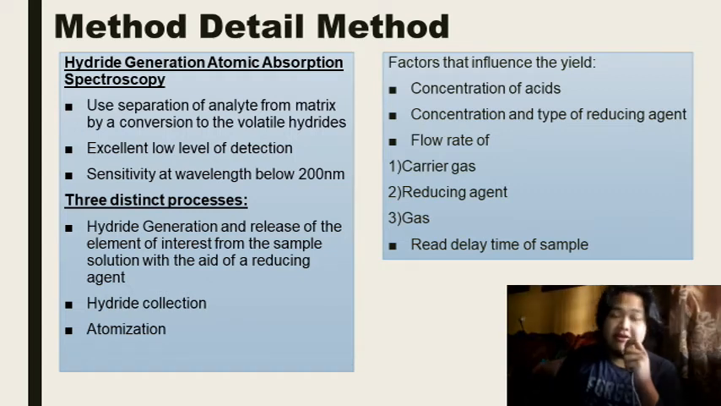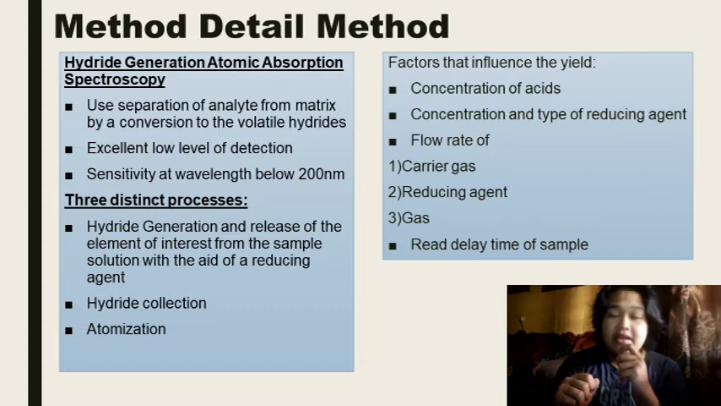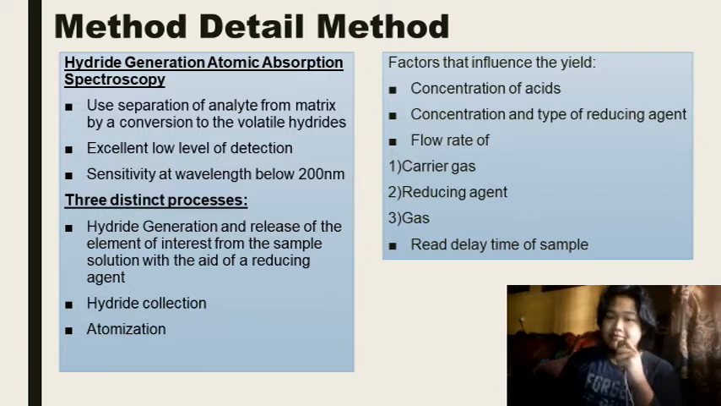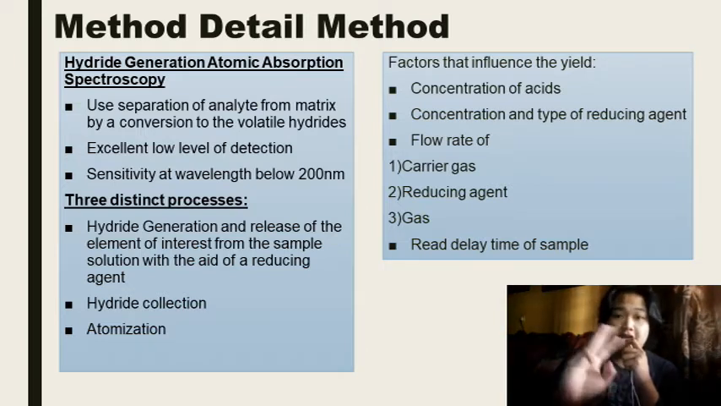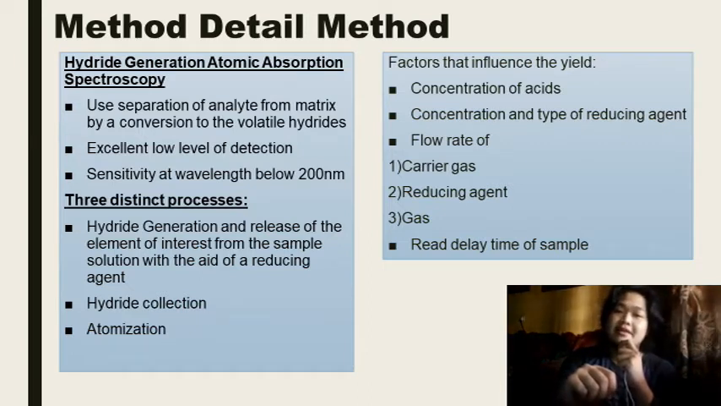So we know that there are factors that will influence the yield in hydride generation AAS. The first factor is concentration of acids, and second one is concentration and types of reducing agent. Number 3 is flow rate of carrier gas, reducing agent, and sample. And number 4, read delay time of sample.